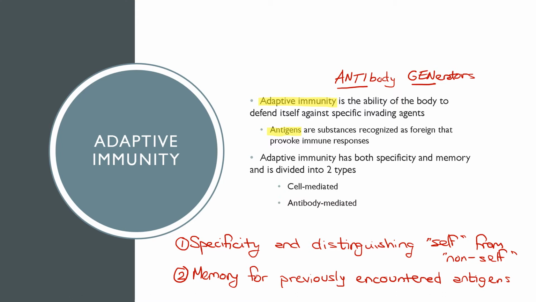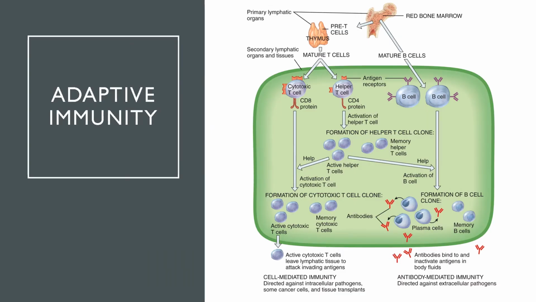Now, adaptive immunity has two different types. There are cell-mediated adaptive immunity and antibody-mediated adaptive immunity. Adaptive immunity involves lymphocytes called B cells and T cells. Both of these cells develop in the primary lymphatic organs, red bone marrow and the thymus, and they develop from pluripotent stem cells that originate in red bone marrow.